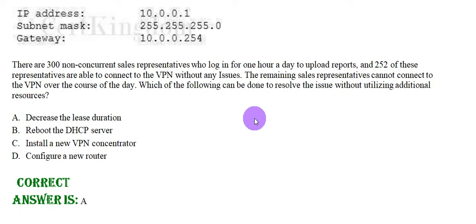Option A, decrease the lease duration. Option B, reboot the DHCP server. Option C, install a new VPN concentrator. And option D, configure a new router. The correct answer is option A.